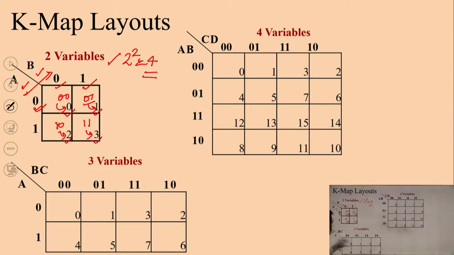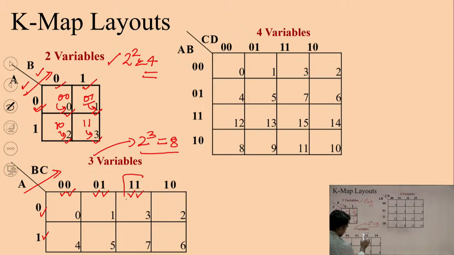Similarly, we can prepare the 3 variable structure. In the 3 variable structure, there are 3 variables, A, B and C. For 3 variables, the number of cells will be 2 raised to power 3, that means 8 cells. You can see from the structure that A decides the row, which has 2 values, 0 or 1. B and C can have 4 values: 0 0, 0 1, 1 1, 1 0.